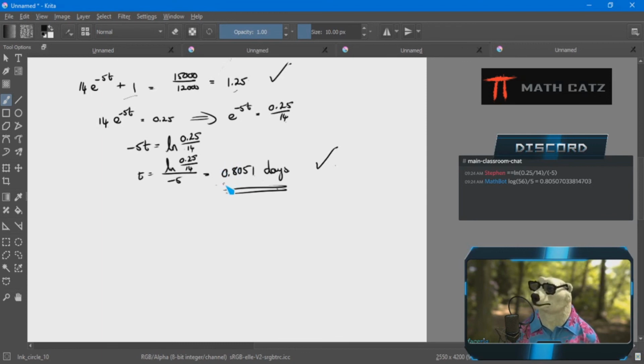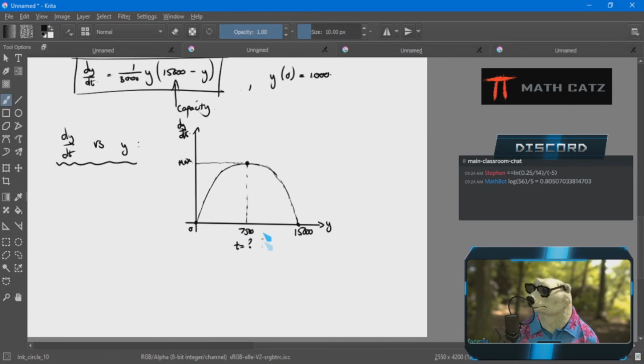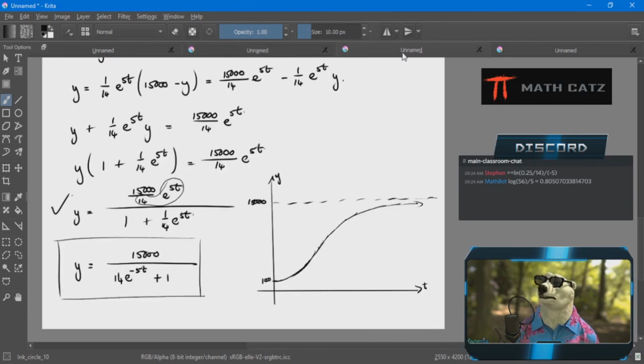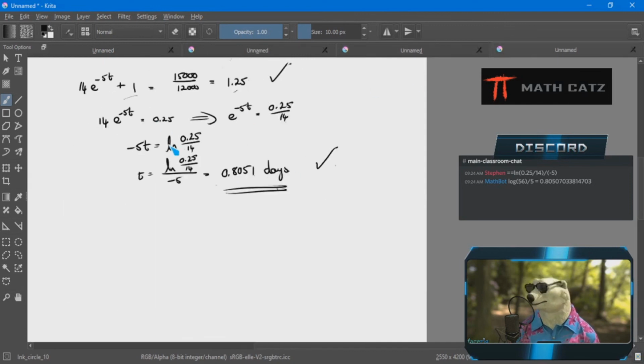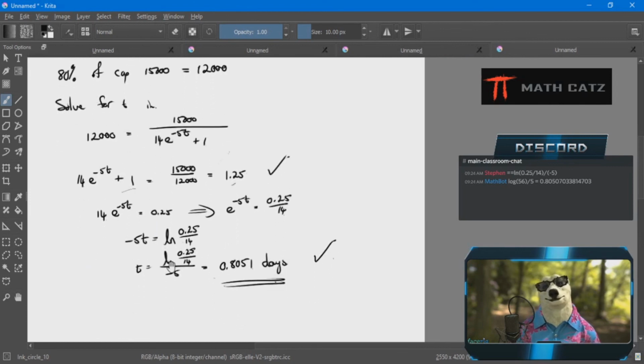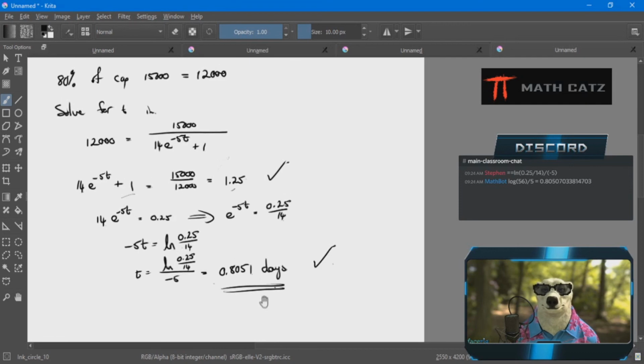So it does grow very quickly, in less than a day, 0.8 of a day, the bacteria culture grows to 80% of its capacity. And you can also answer questions like where is the growth rate maximum? So you can plug in 7,500 in this now correct function and go through the motions of solving for t with a different target instead of 12,000. And the time frame is just really short for this one. They grow actually really fast.